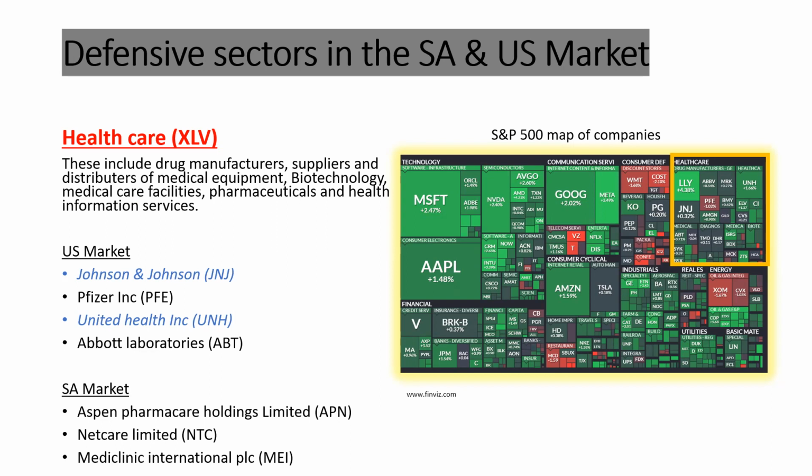I like Johnson & Johnson and United Health for investment purposes. Now, again, you can either invest in these companies individually, or you can buy the ETF, which is XLV. And on the S&P 500 map of companies, it is located over this corner here.